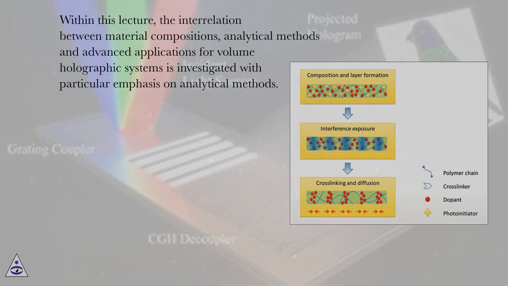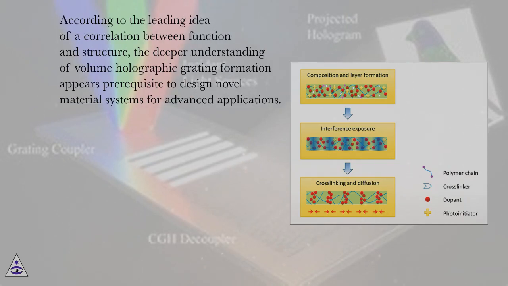Within this lecture, the interrelation between material compositions, analytical methods, and advanced applications for volume holographic systems is investigated with particular emphasis on analytical methods. According to the leading idea of a correlation between function and structure, the deeper understanding of volume holographic grating formation appears prerequisite to design novel material systems for advanced applications.